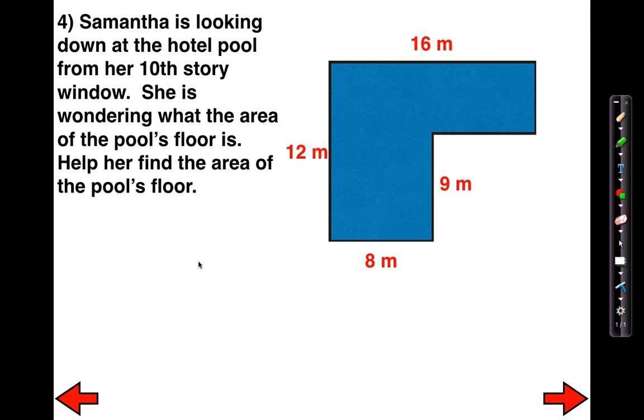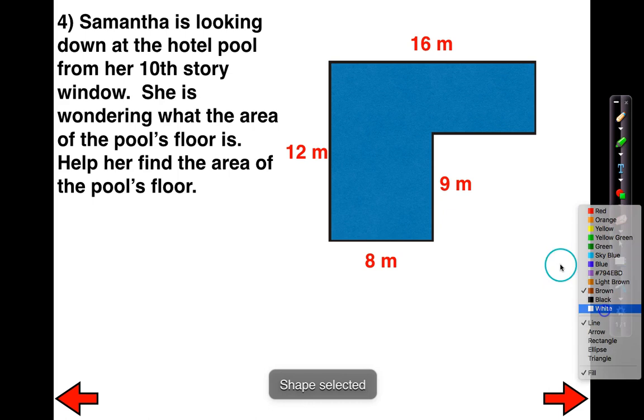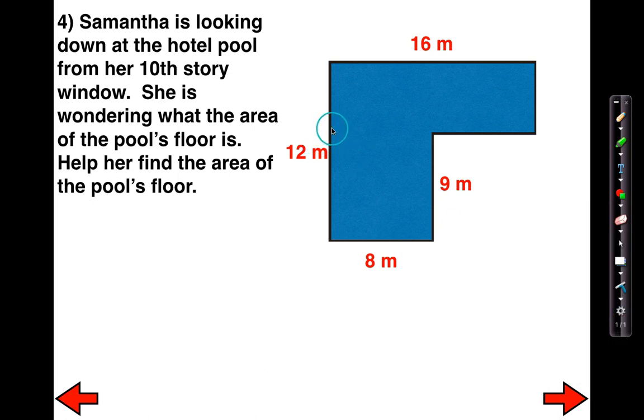So we are given some dimensions. We're given that this length here is 12, this length here is 16, this length is 9, and this length is 8. So first things first, what I'm going to do is I'm going to cut up this shape into 2 more familiar shapes that I can find the area of. So I'm going to cut it here. Now, it's been cut up into 2 different rectangles.